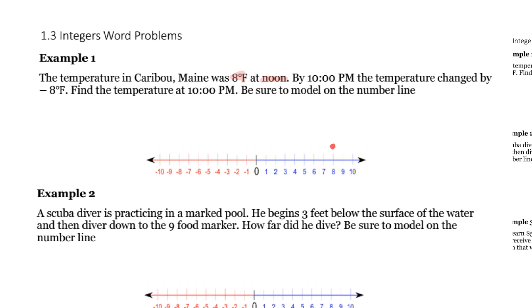By 10 p.m., the temperature changed by minus 8 degrees. And that's what we want to find, what the temperature was at 10 p.m. So we're going to take from our dot and go minus 8 degrees. 1, 2, 3, 4, 5, 6, 7, 8 degrees. So what was the temperature at 10 p.m.? The temperature at 10 p.m. should be 0 degrees Fahrenheit. So 0 degrees Fahrenheit is the temp at 10 p.m.